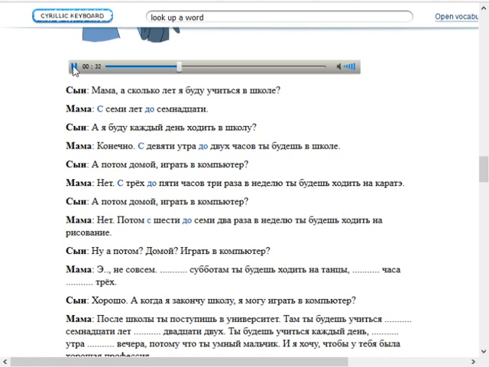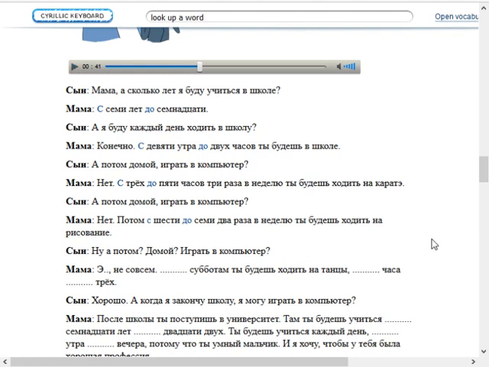Ну а потом домой играть в компьютер? Well, and after, at home, play on computer? Не совсем. Not exactly. По субботам ты будешь ходить на танцы с часа до 3.